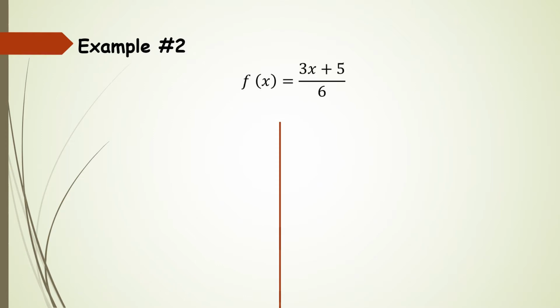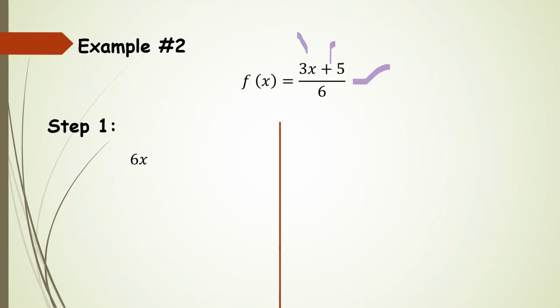Example number 2. We have f of x is equal to 3x plus 5 all over 6. Dito naman, tatlo yung present na operation, which are division, addition, and multiplication. So, una nating titingnan ang last operation, which is divide or division. We have divided by 6. So, initially, meron ulit tayong x and inverse ng divide by 6. Meron tayong multiplied by 6.